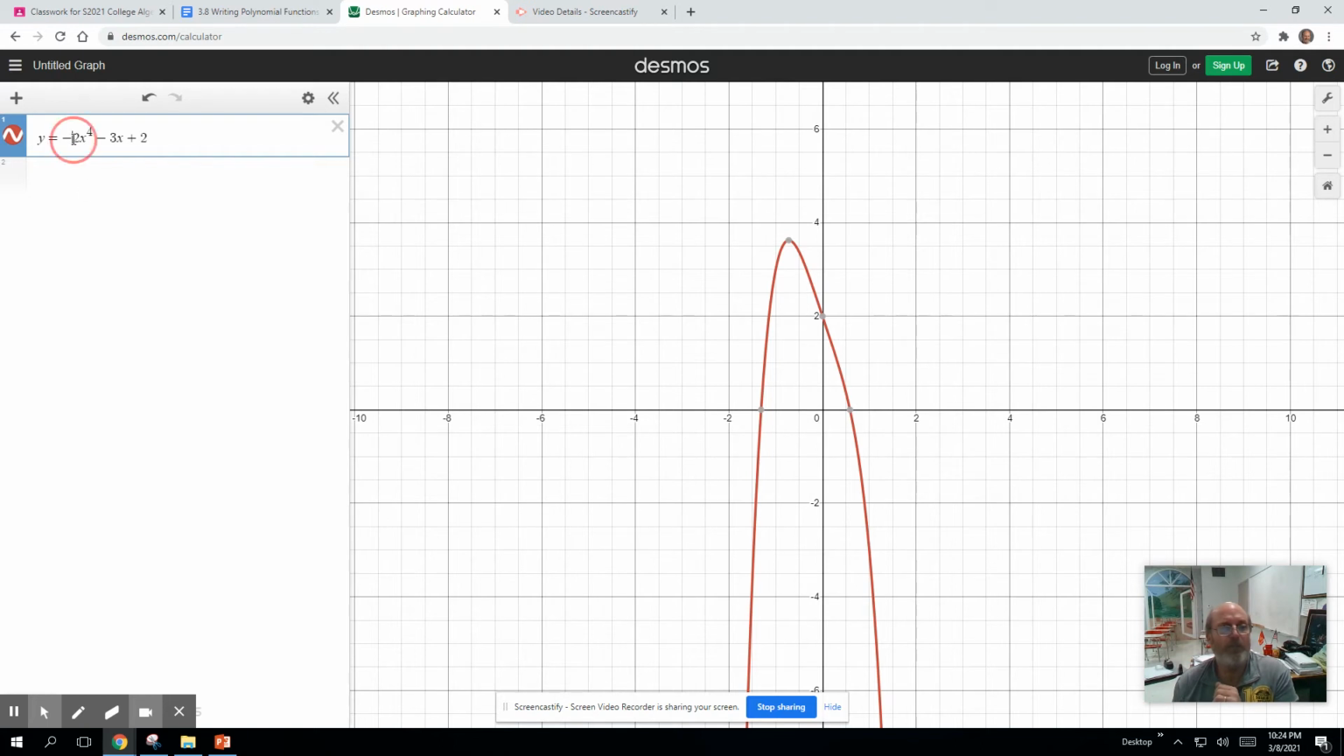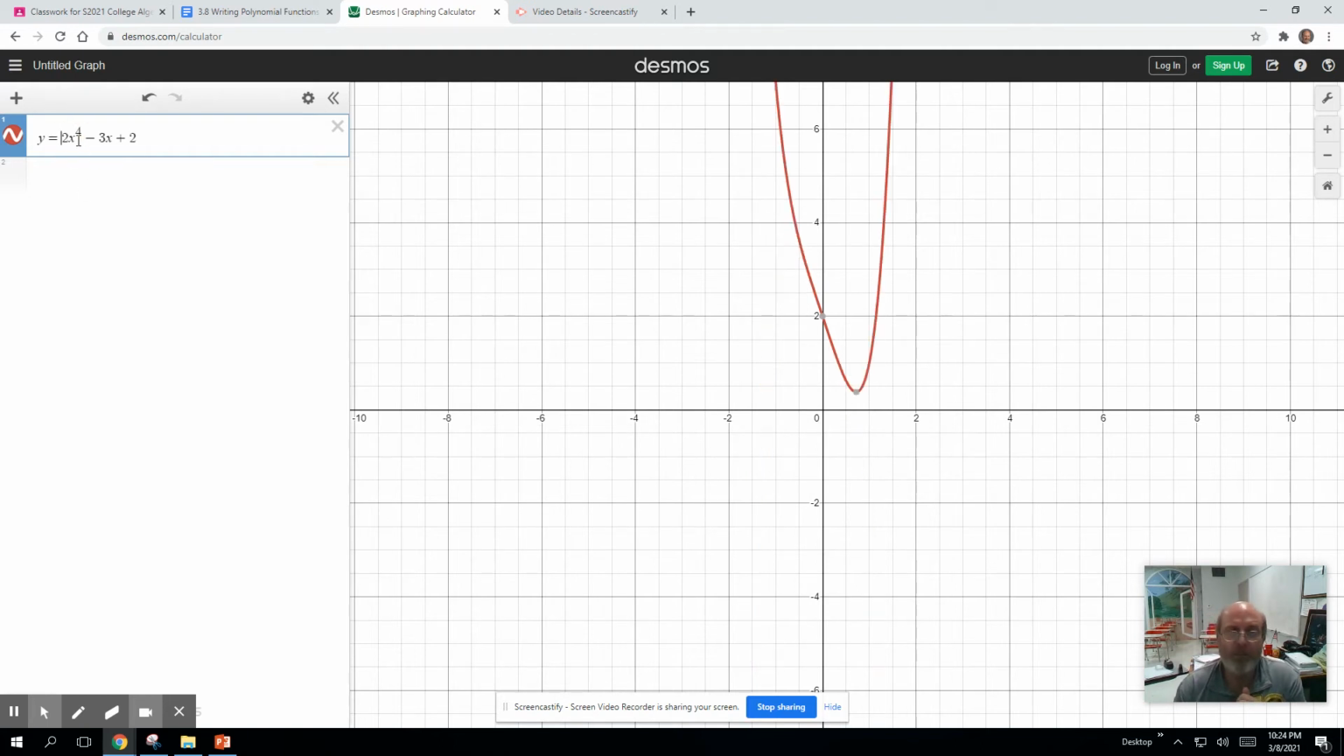Now let's see what happens when we make this leading coefficient positive, and it just flips it over, so that as x goes to negative infinity, y is going to infinity. As x goes to infinity, y's are going to infinity. So for an even degree, the end behaviors go the same direction, either both up or both down.